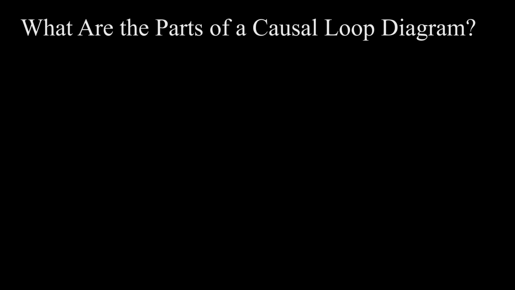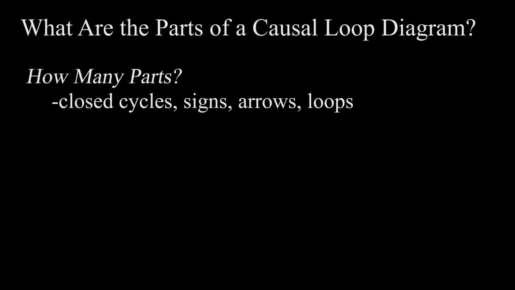What are the parts of a causal loop diagram? A causal loop diagram is composed of several closed cycles. Within each of these cycles and the overall CLD, there are symbols that get utilized to represent different changes in the system. These parts include a plus sign, a minus sign, arrows, and loops. All of these parts also have different meanings.